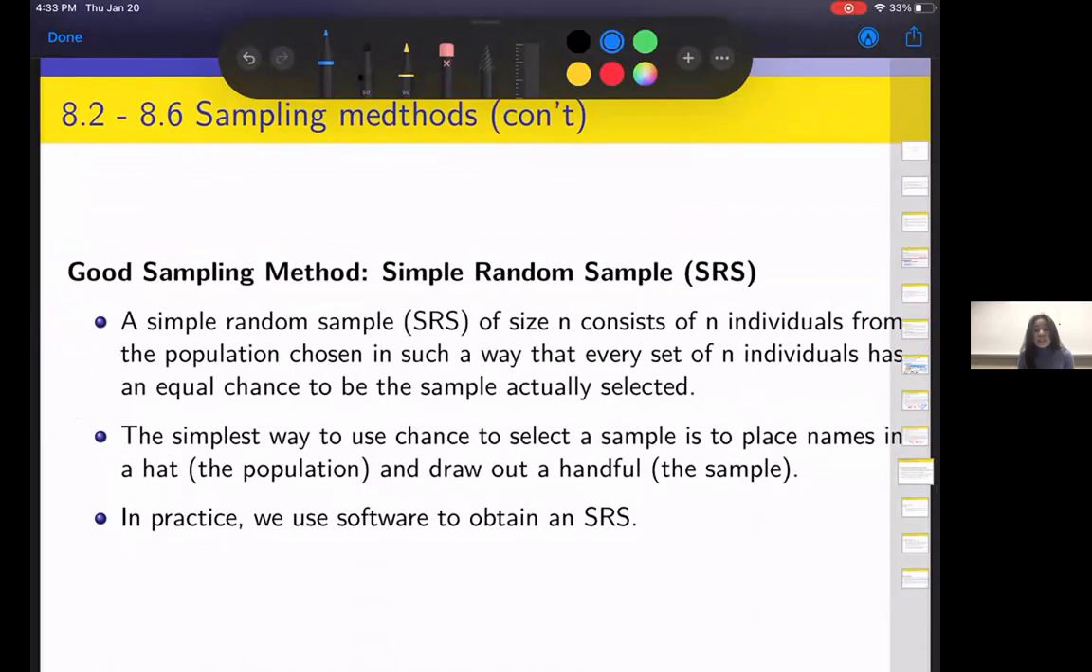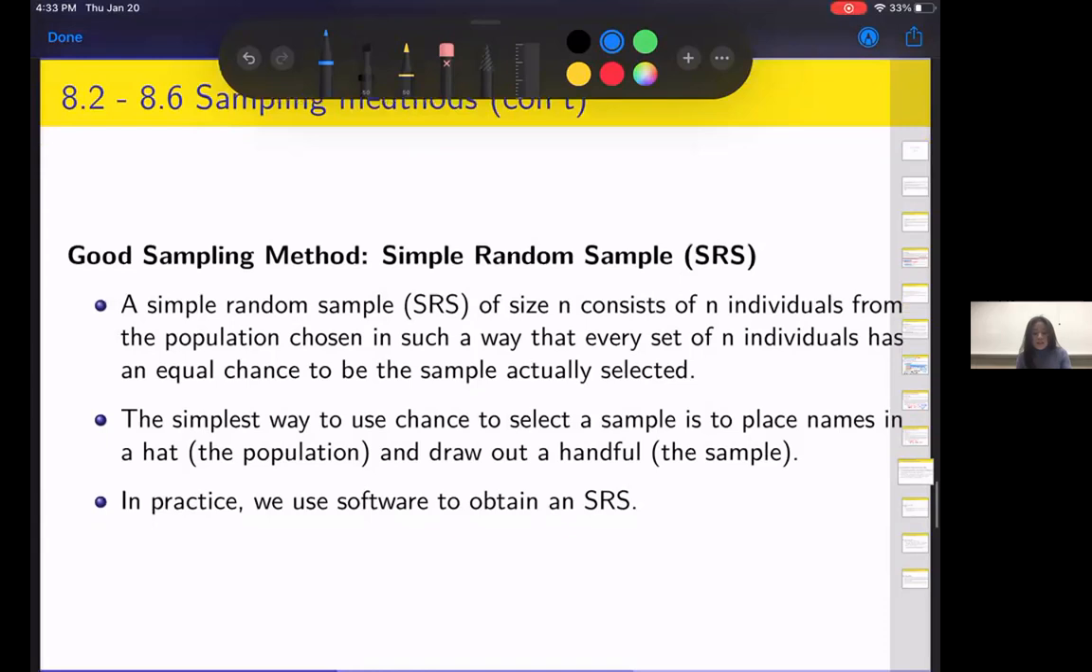Not biased. So back in the old days when we didn't have computers, the simplest way is to put the names or whatever objects or subjects in a hat, right? And then we randomly pick them out, draw a handful. So that's your sample, right? Simple random sample. But nowadays, mostly we use a computer to obtain the simple random sample. Say I have a group of 100 people, I want to select 10 people. I just put their names in the computer and then the computer will choose for me.